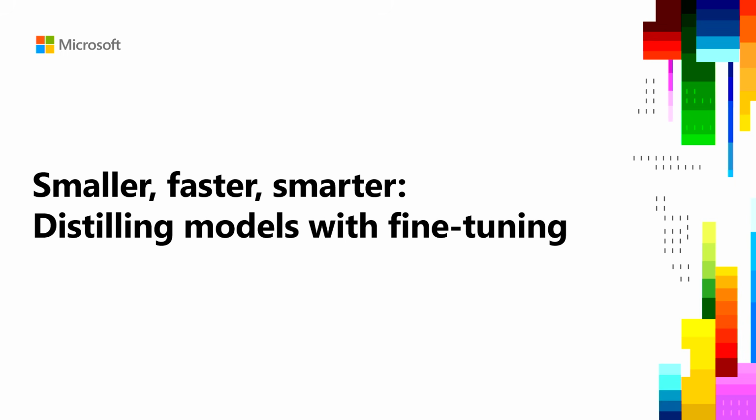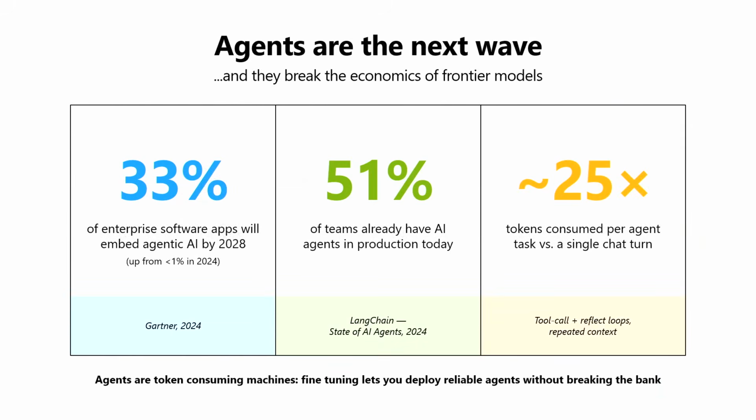As AI moves from frontier labs into your enterprise workflows, there is a need for intelligence to become dramatically cheaper so that intelligence is a utility rather than a luxury. My name is William, and welcome to our session. I am with the Foundry fine-tuning team, and in this session, we're going to tell you everything you need to know about how you can turn your production agent traces into smaller models that will run cheaper, faster, and smarter.